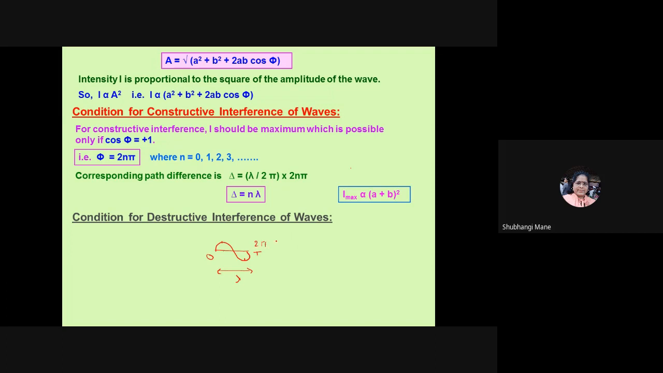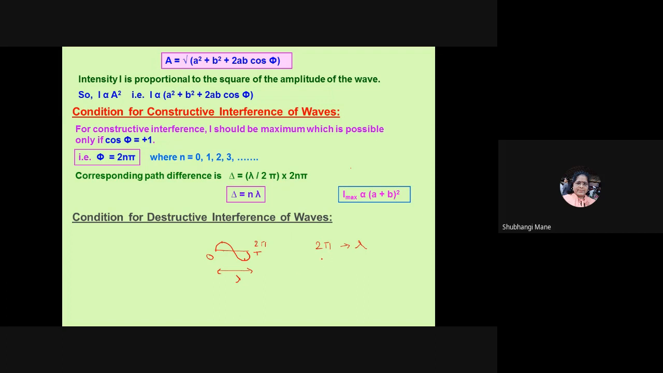That means when one oscillation is completed, the phase associated with that wave corresponds to 2 pi. If 2 pi is the phase difference, then it corresponds to how much distance? That is lambda. Lambda is the path difference. 2 pi is the phase difference.